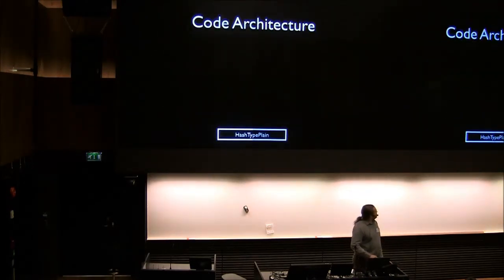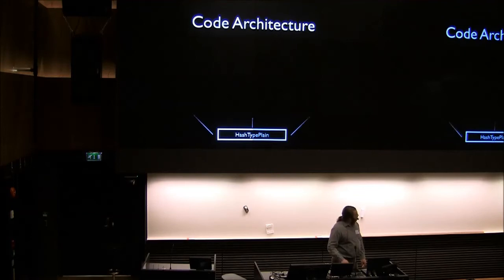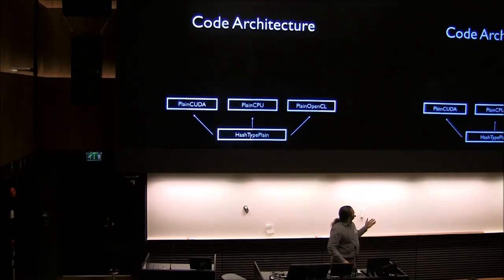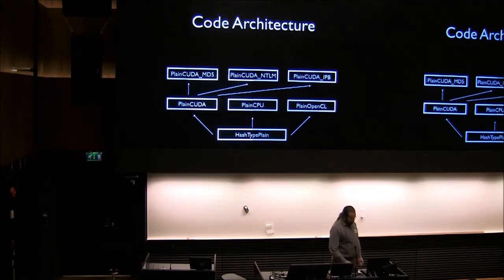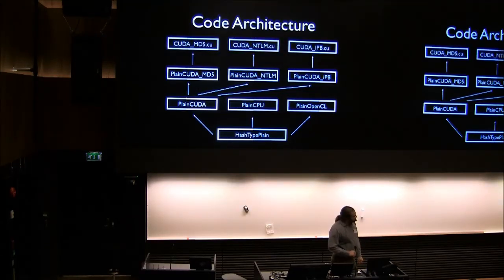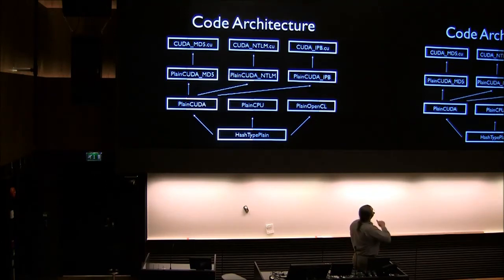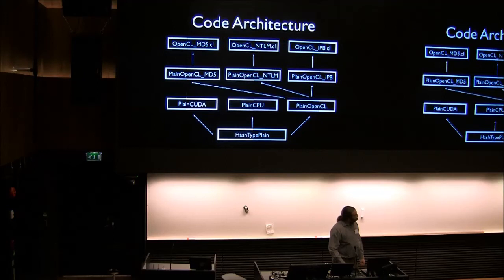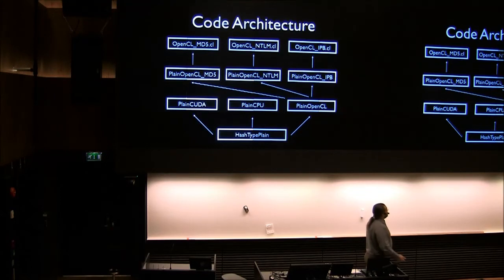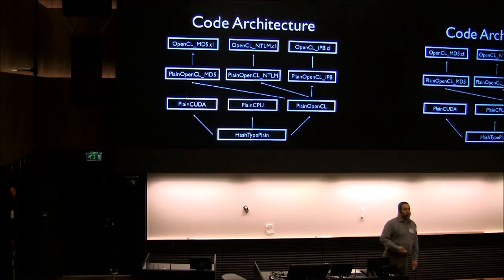So again, to bring this down into a slightly more concrete example, these are some of the classes that I have. The hash type plain class extends up to the CUDA, CPU, and OpenCL classes. CUDA would expand out to the various hash types, each of which has their specific device kernel attached. Looking at the OpenCL version, we have pretty much the same thing, just for OpenCL. And again, the bulk of the code is down in the lower levels, so you can reuse that and not have to code things up for each specific hash type.